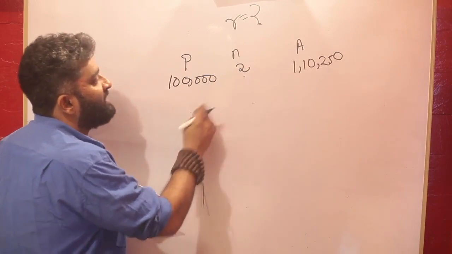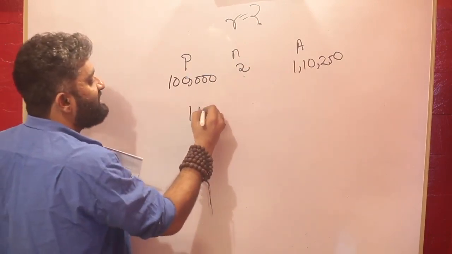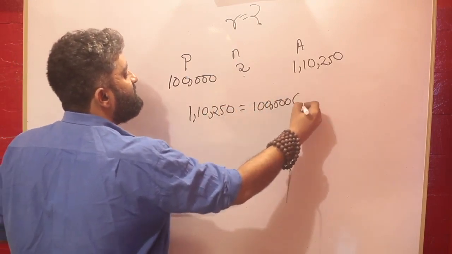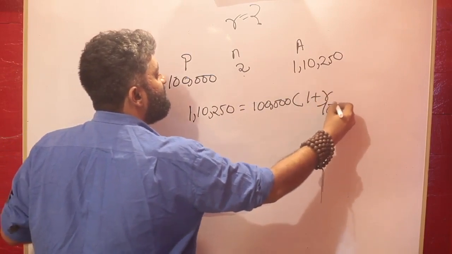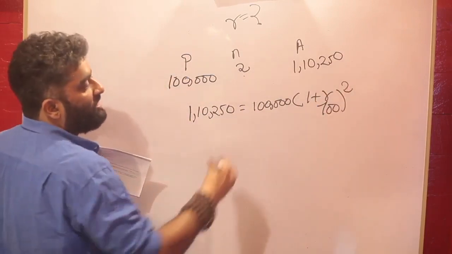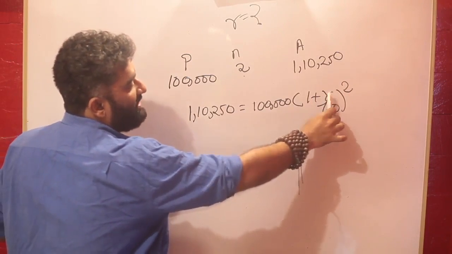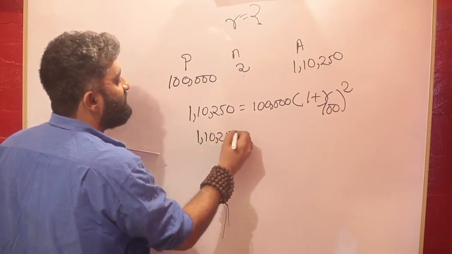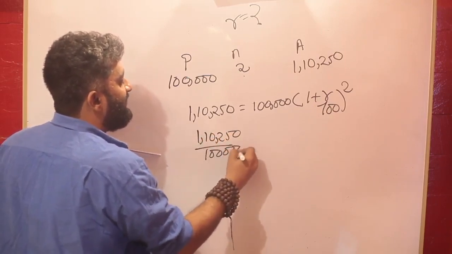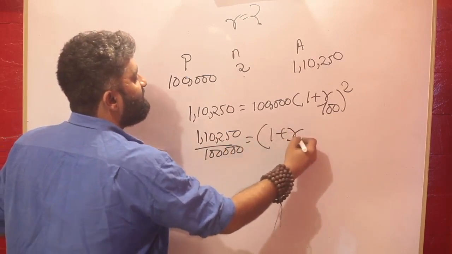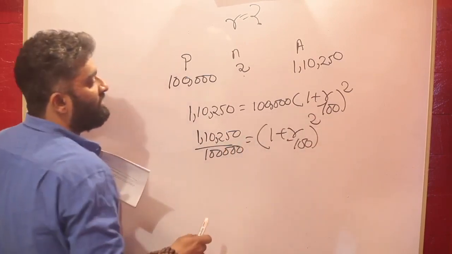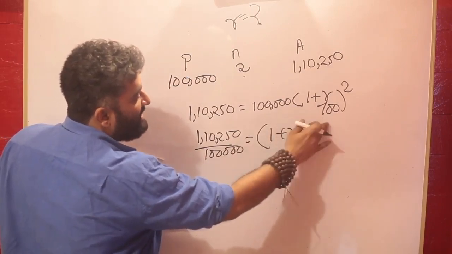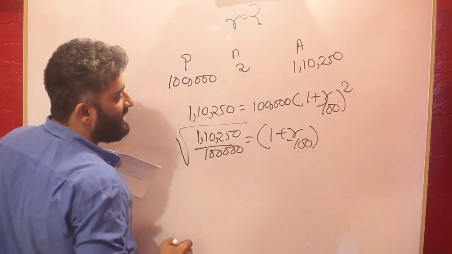And what do we mean by that? So use the formula. I know 1,10,250 is equal to 100,000 into (1 plus r by 100) raised to 2, right? So I have to find the value of r, right? That means move this 1 lakh this side, so I'll get 1,10,250 divided by 1 lakh is equal to (1 plus r by 100) raised to 2. I have to find the value of r. That means I should eliminate this power here. So I'll take a square root of both the sides. So this is what I'll get.